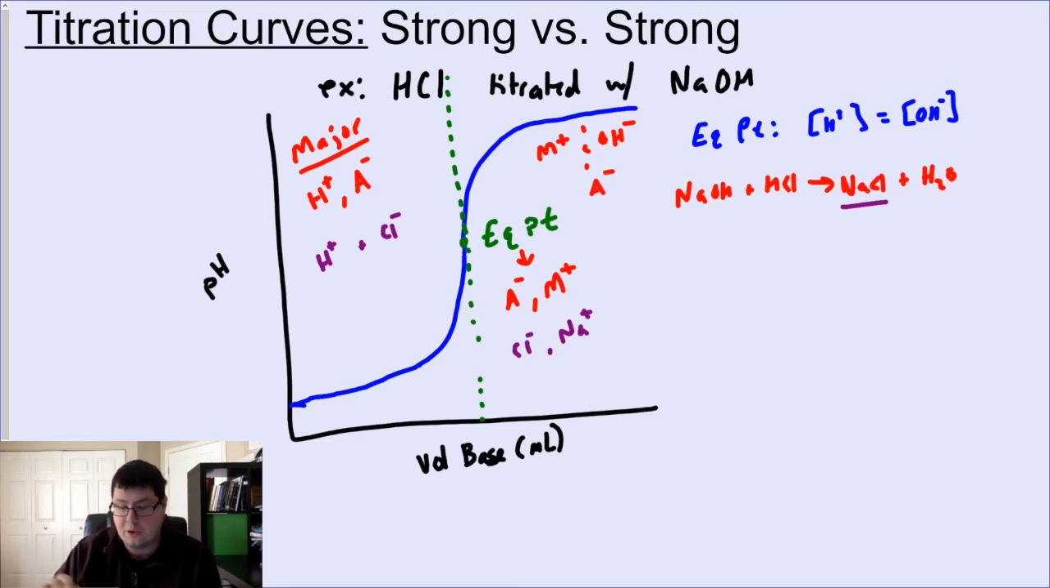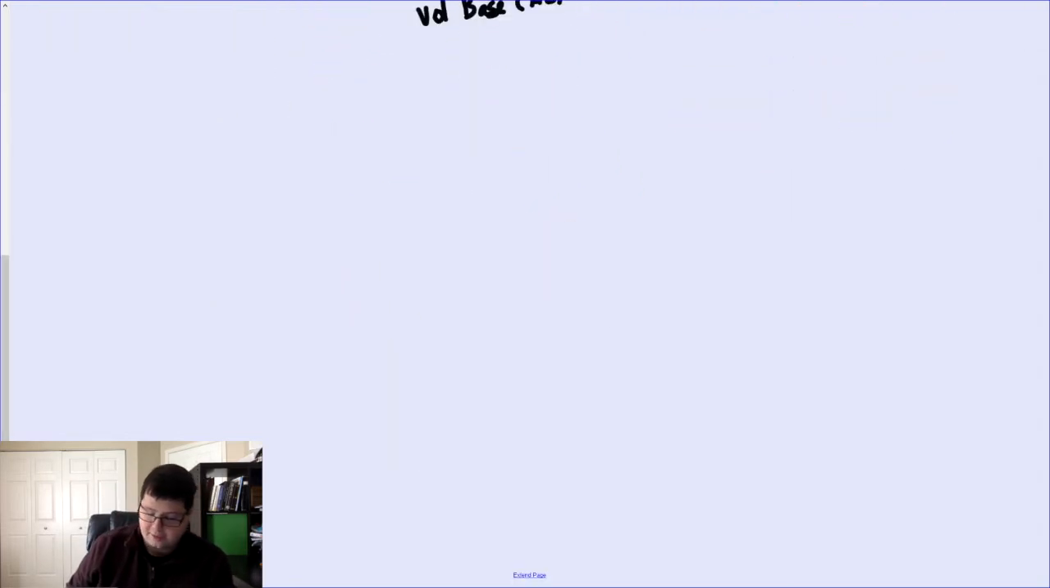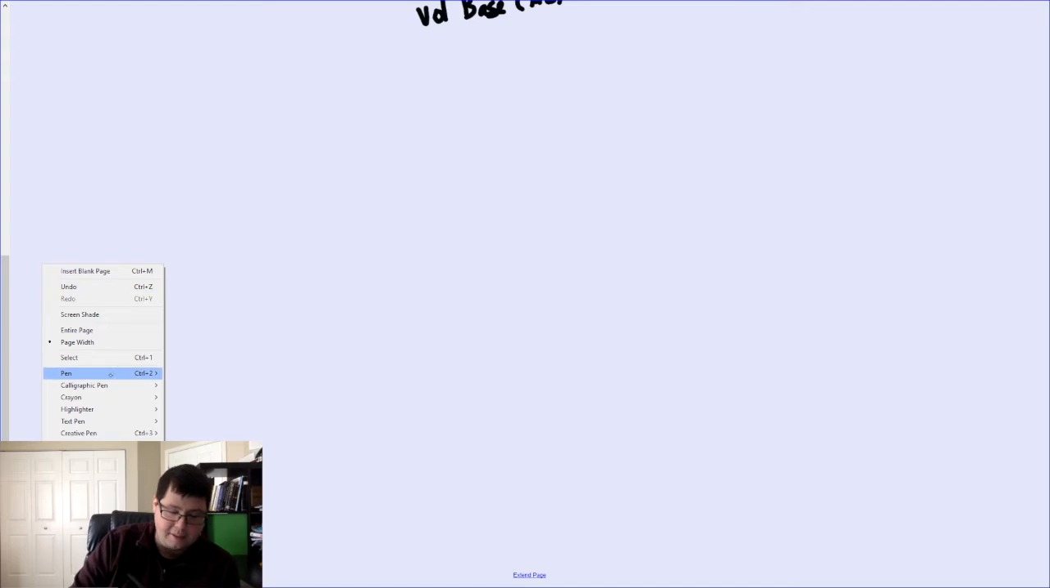And so those are the major species I'm going to see after my equivalence point, and this makes sense because now I have a lot of OH- in solution, and so that's going to make my solution very basic. Now, this type of curve will work for a strong base titrated with a strong acid. It'll be the same thing.